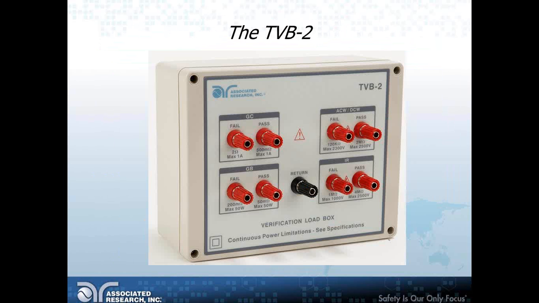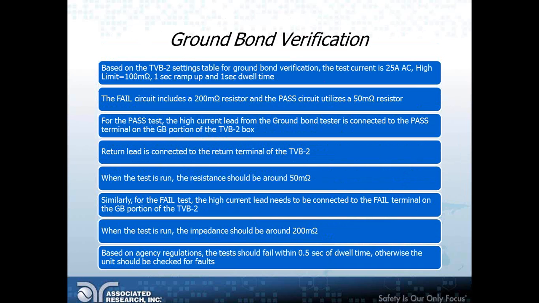If you see the GB on the bottom left side of the box, you see a ground bond for GB, and you'll see on the fail side there's a 200 milliohm, and on the pass side we have a 50 milliohm. So we have a fail and a pass, and also the return port in the center that we're going to utilize here. In this example, we're going to use a test current of 25 amps AC.